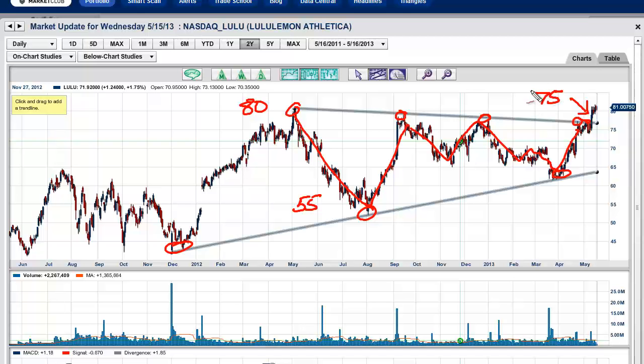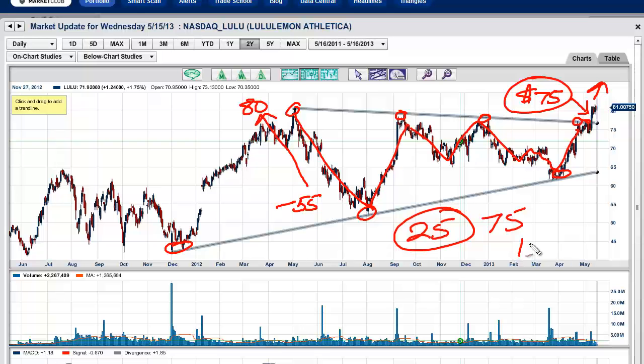So the breakout was at 75, and it would look as though the market's going to continue going higher, which we think it will. Now if we take away 55 from 80, that gives us 25. Okay, I think we'll agree the math is pretty simple. So we're subtracting 55 from 80, so that gives us 25. The 25 we add to the 75, which is right here, and that gives us 100. So that's going to be our target zone for Lululemon.